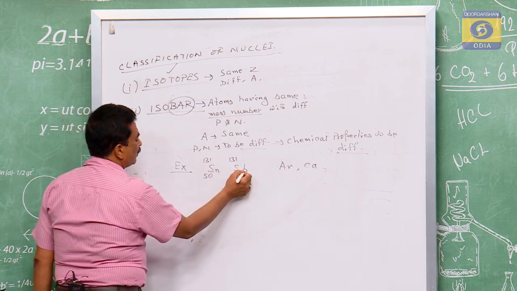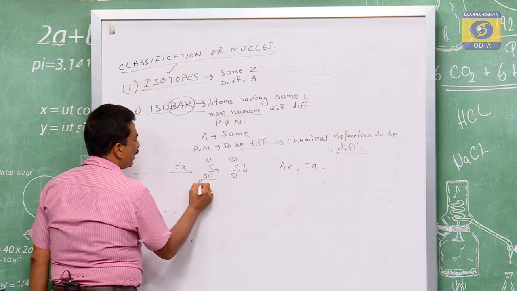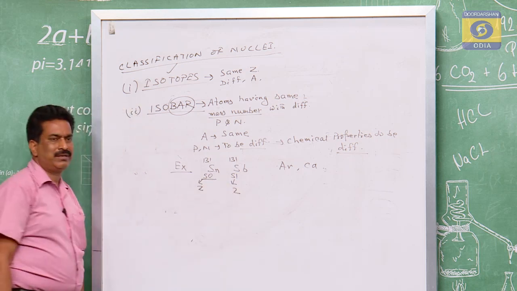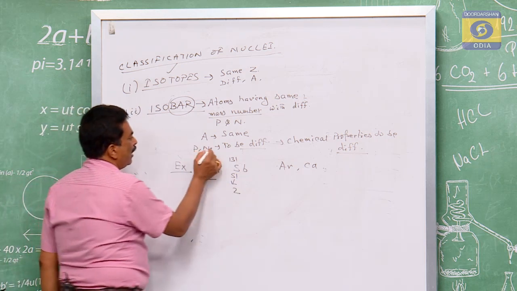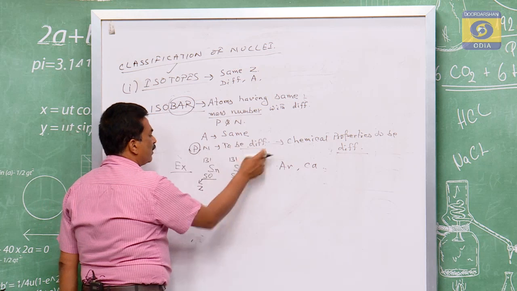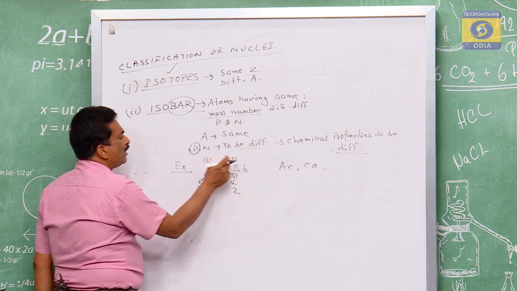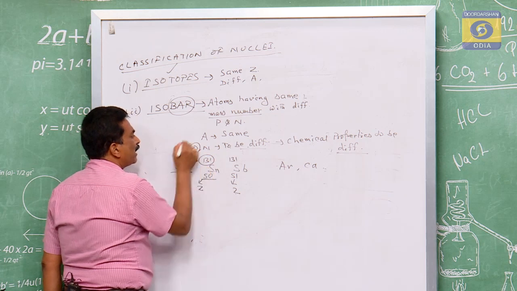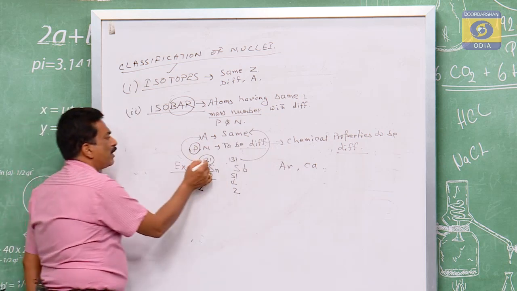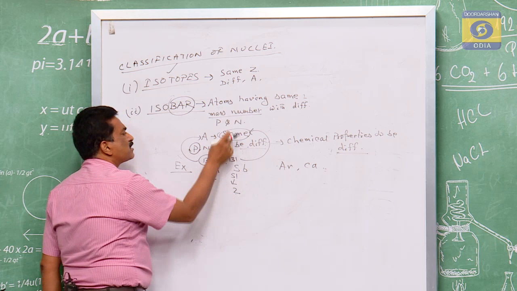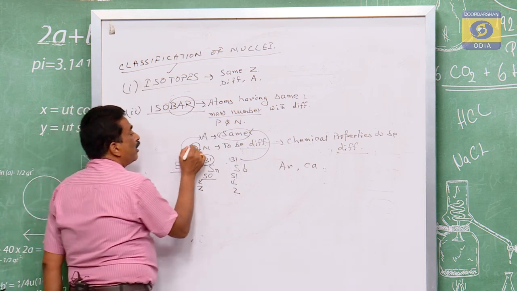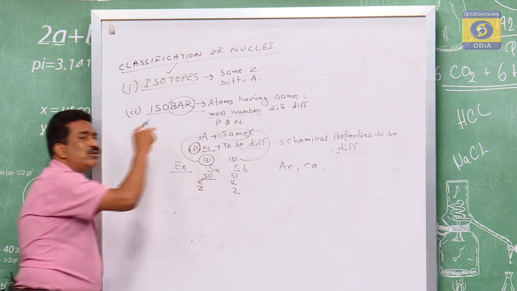Sn is 50, so 50 is the Z. And this is 51, this is the Z. You see, we have written that P and N are to be different. Z means the proton, so the proton numbers are different. The upper 131 is the mass number, and this 131 is the same. So, the mass numbers are the same, but the proton numbers are different. But not only the proton, the neutron is also different.